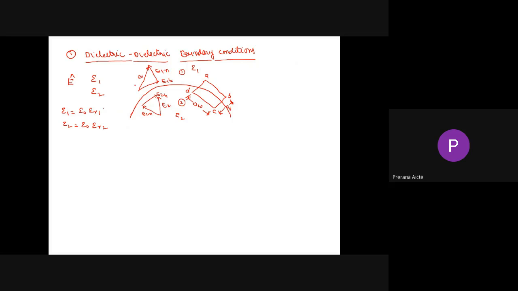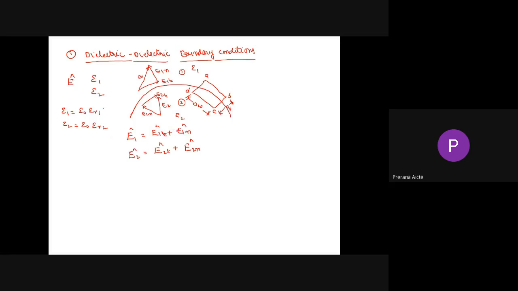Now, these fields E1 and E2 can be decomposed into tangential and normal components. So E of 1 is equal to the vector components E of 1t plus E of 1n. Similarly, E of 2 is equal to E of 2t plus E of 2n. So the electric field has both tangential and normal components.